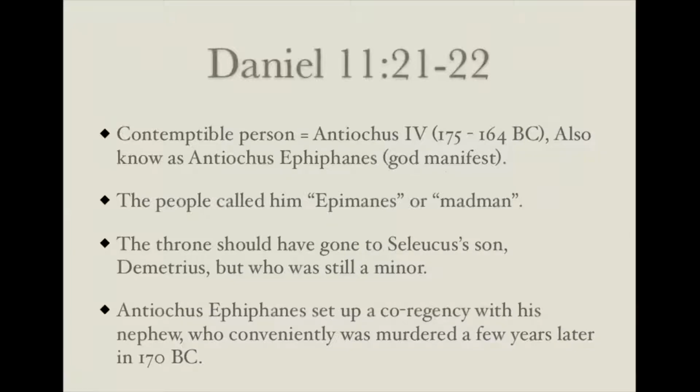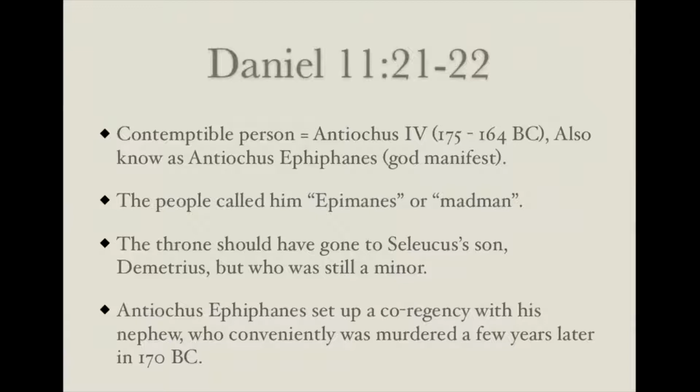Okay, so Daniel 11:21 to 22. It says, he will be succeeded by a contemptible person who has not been given the honor of royalty. He will invade the kingdom when its people feel secure, and he will seize it through intrigue. Then an overwhelming army will be swept away before him. Both it and the prince of the covenant will be destroyed.